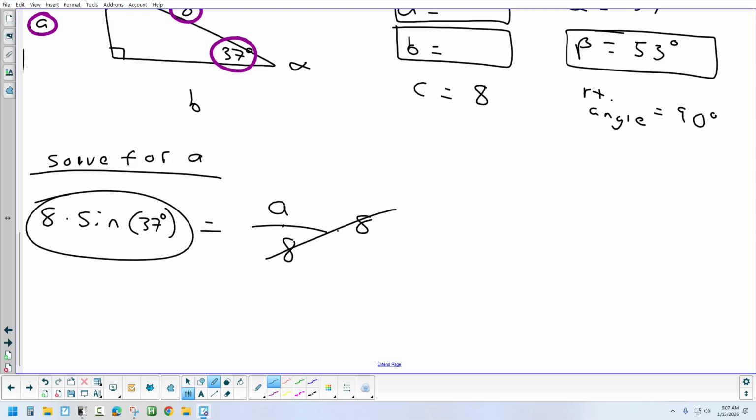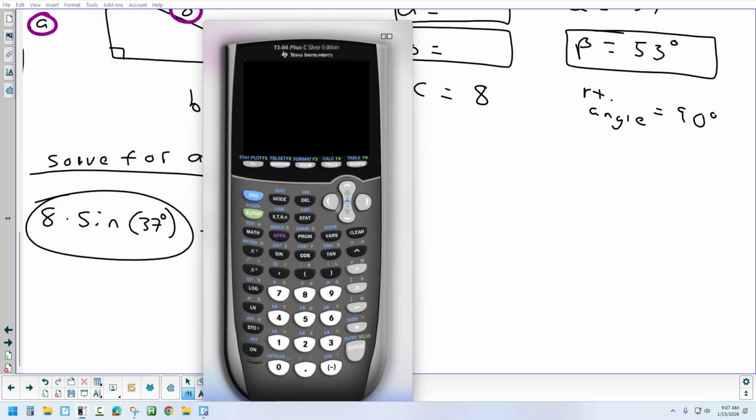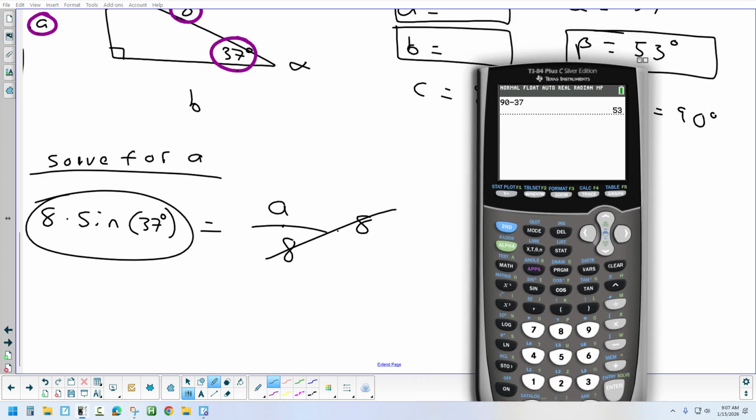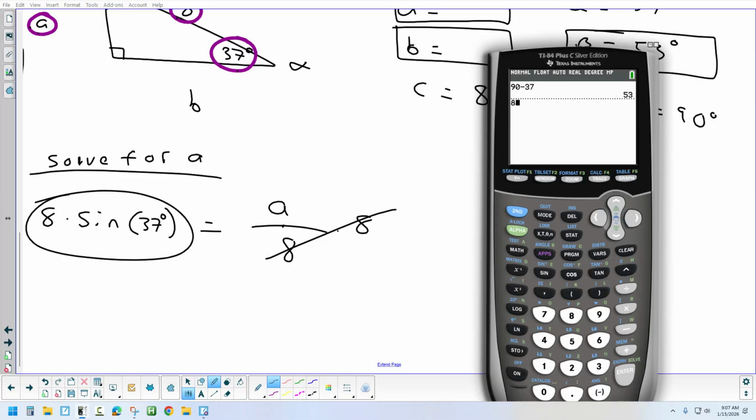And decimals are okay for these problems. So we are going to round this off, and we'll go with 3 decimal places. First thing I need to check is my mode. My angle is degrees. Right now my mode is radians. That's no good. So we're going to change to degrees. And we're going to type in 8 sine 37, and that gives me the length of A. So it's 4.815. You shouldn't have 4.816. You shouldn't have 4.814. Properly rounded, it's 4.815.